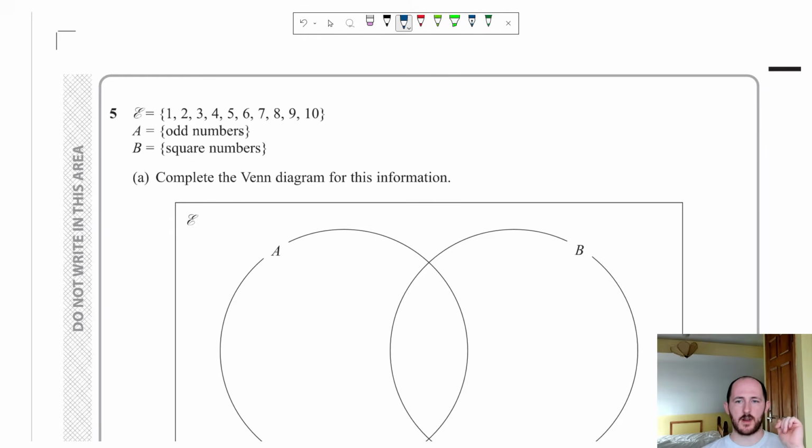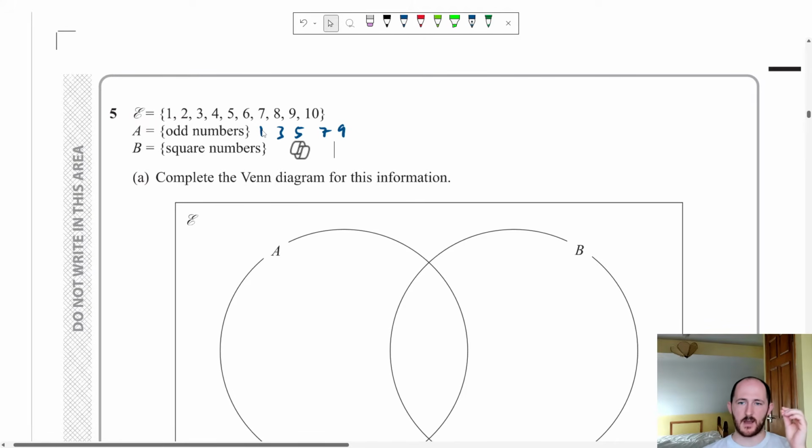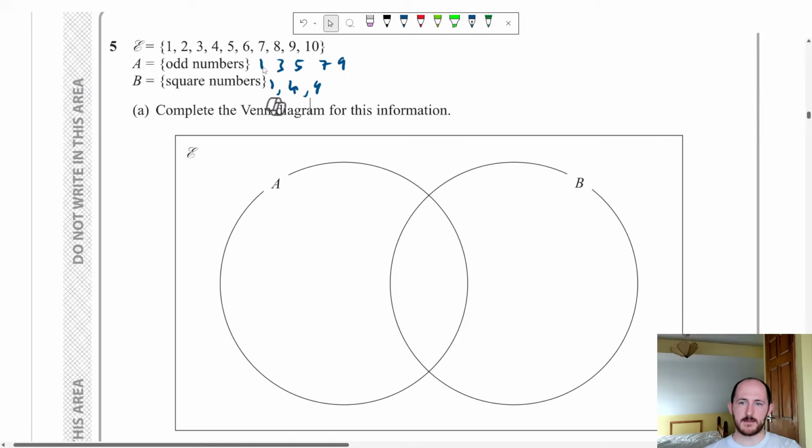But for set A, it says odd numbers. Again, people don't write out the odd numbers. I do. So 1, 3, 5, 7, and 9. Only the ones from this set. The square numbers: this is the mistake people made this year, they didn't recognise that 1 is an odd and a square number because they didn't write it out. So 1, 4, and 9 are our square numbers. Now we'll have to fill it in. If it's in both of my lists, then it goes directly in the middle. So the 1 goes right in the middle. And then I go through and cross it off. 1.